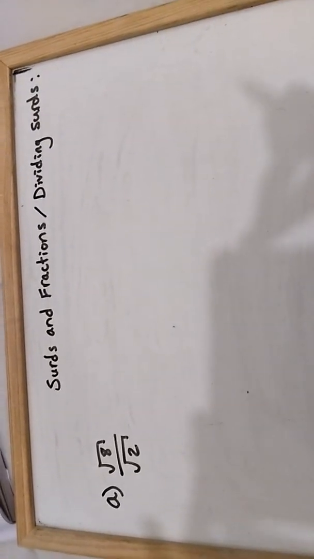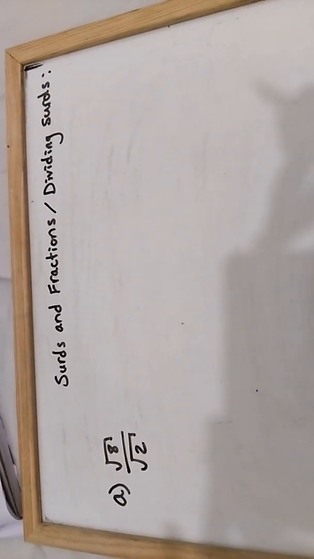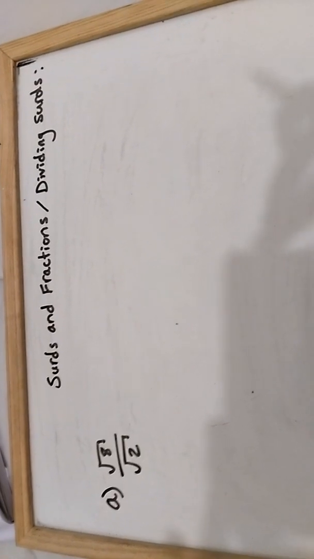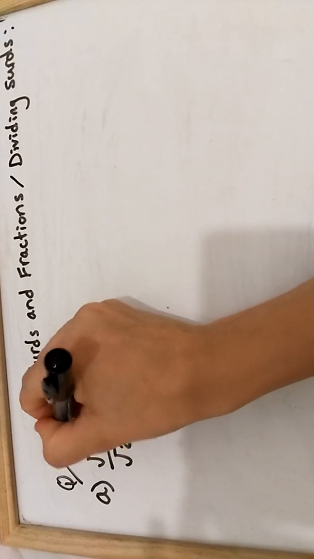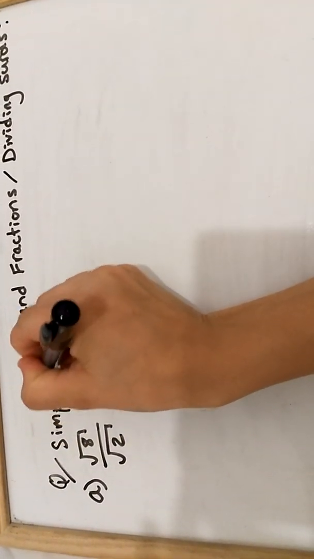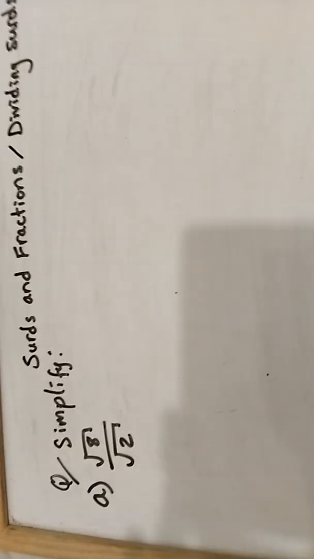This video is about surds and fractions, or we can say dividing surds. So our first question is simplify root 8 divided by root 2.